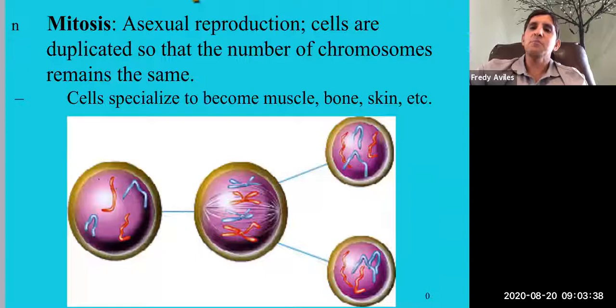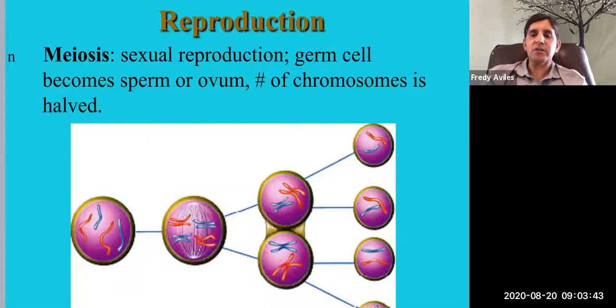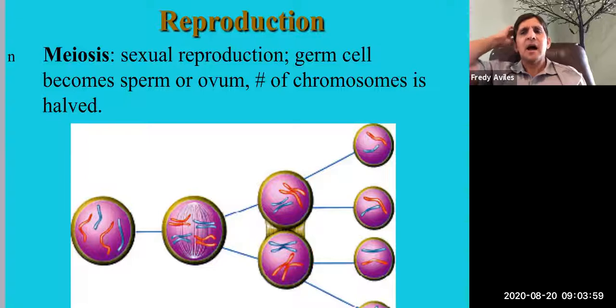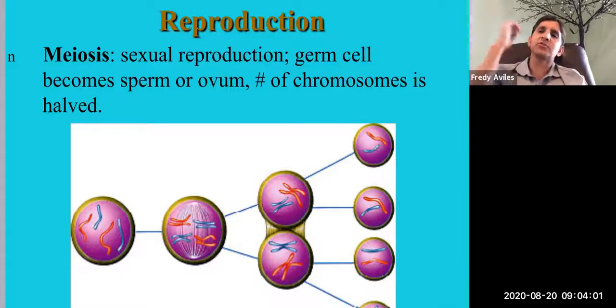Moving on, there's also meiosis. Now, meiosis is sexual reproduction. There's an easy way to remember whether it's sexual reproduction or asexual reproduction. Notice meiosis has an E in it, and so does sex. So that's how you can remember meiosis is sexual reproduction. Sexual reproduction is a little bit more complicated. It involves your germ cells or your sex cells, okay, that become the sperm or ovum. And with meiosis, the number of chromosomes is split in half.